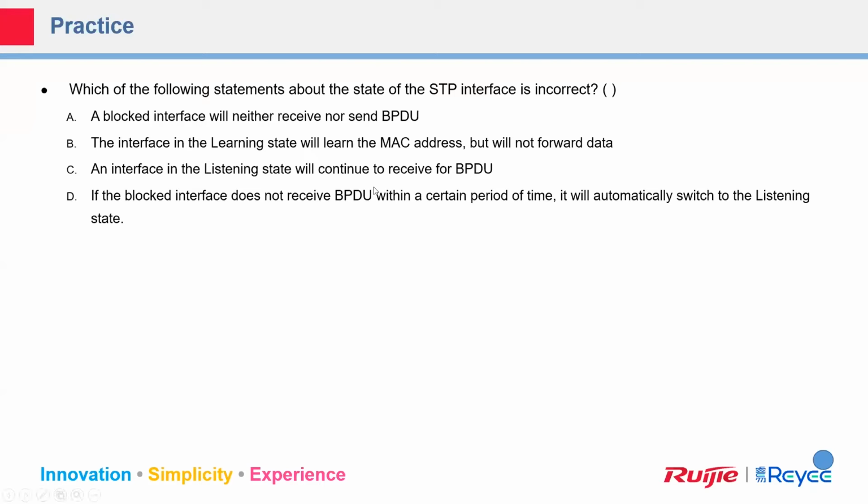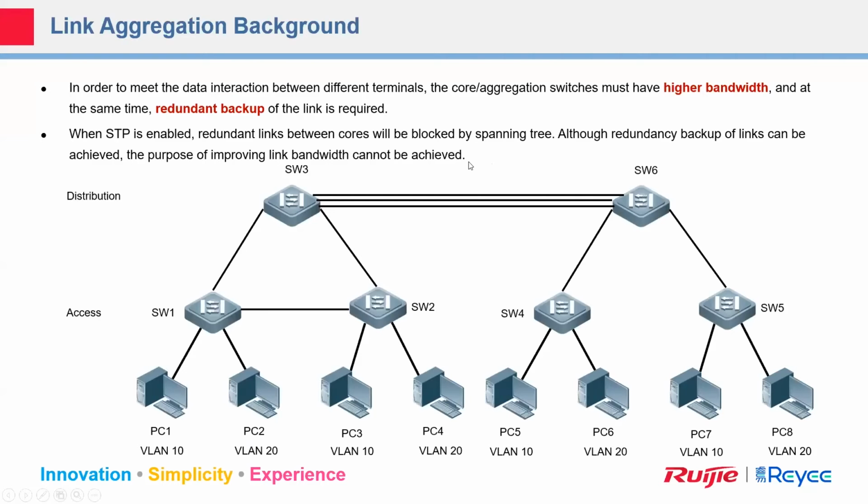Okay. What's another disadvantage of STP? Let's say this topology is here. Now our company is bigger than before, and we have different layers of switches: access layer and distribution layer. Between different devices, we connect with multiple links. In this scenario, we want to get higher bandwidth and also provide redundancy backup. How to solve this problem?